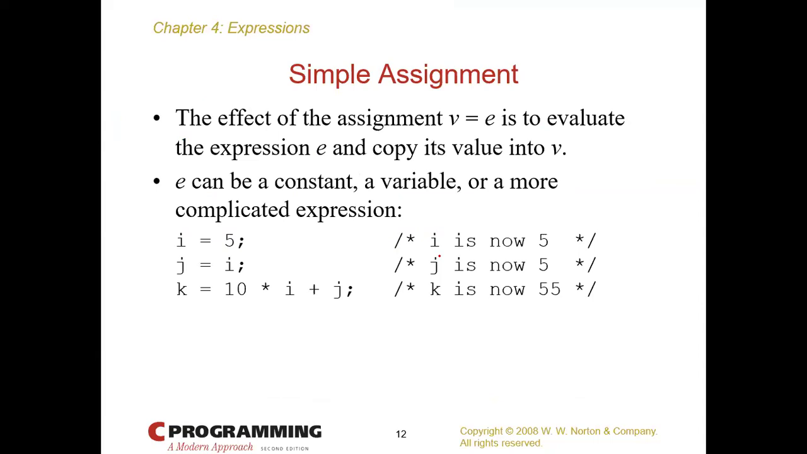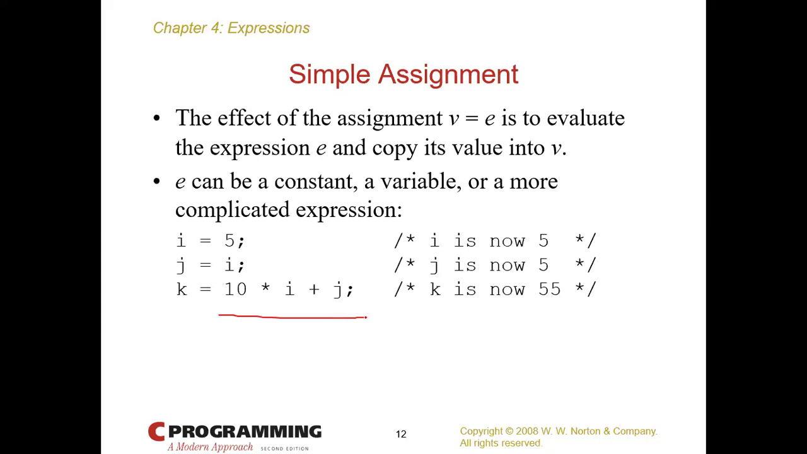All right, so for simple assignment, we can have it in whatever way. We can just say j is equal to 5. We can say j is equal to I, so j becomes the current value in I, which is 5. So it still doesn't matter the arrangement of things. k is equal to 10 times I plus j.